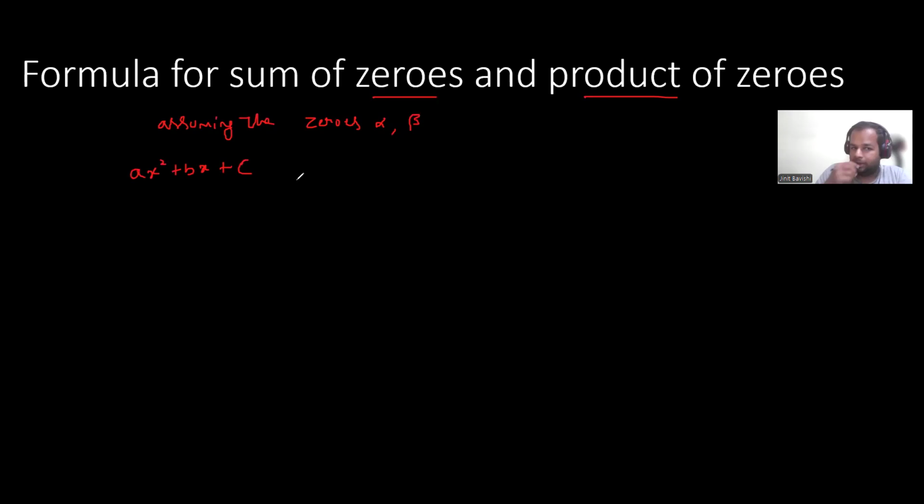So I can write this as the equation a into x minus alpha into x minus beta. Because any quadratic equation, if you can factorize it down, you will get x minus alpha into x minus beta, and a happens to be just a coefficient or a constant. So ax square plus bx plus c can be factorized and you can get it in this form.